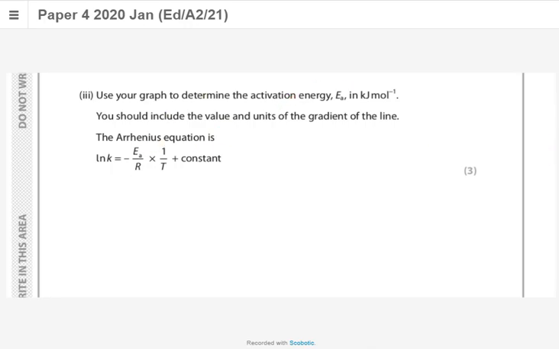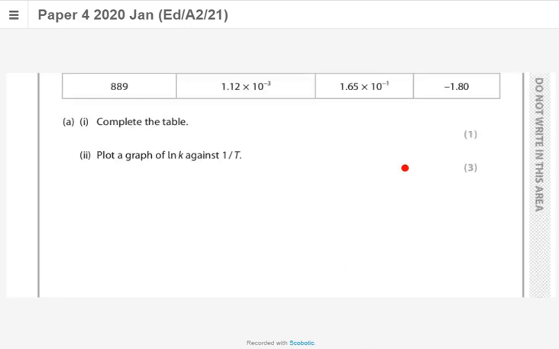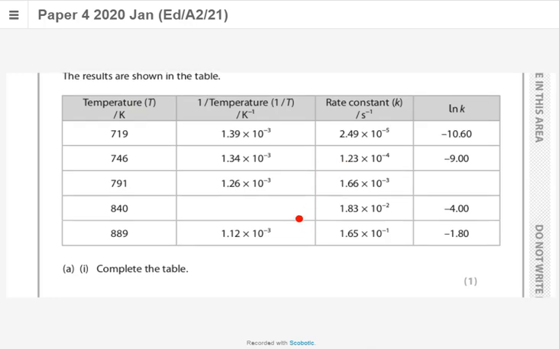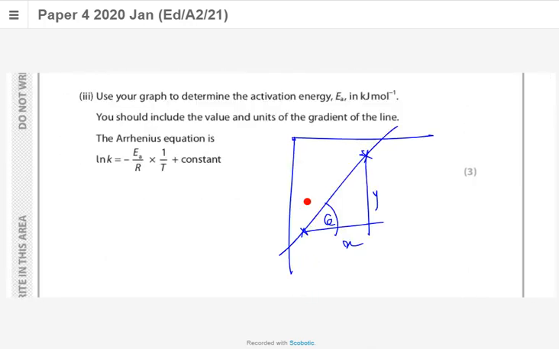Now, when you're calculating the gradient, say your graph is like this, you take 2 random points and find the tan theta value, the y distance over x distance. Don't ever use values from the table to calculate the gradient. If you use values from the table, you're going to lose 1 mark, because if you use those values, then why do you plot the graph in the first place? A graph is plotted to minimize the experimental errors.